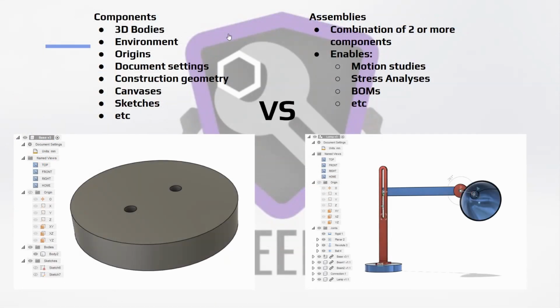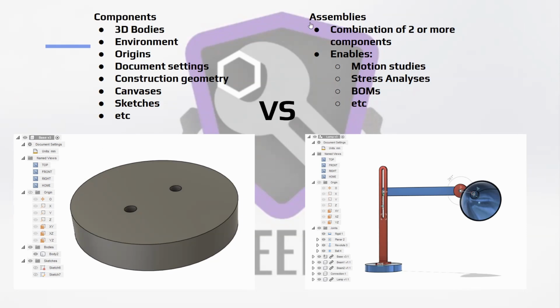To start, it is critical to understand the difference between components and assemblies in Fusion 360. Like we've been creating throughout the entire series so far, components in Fusion 360 not only refers to the solid objects within the CAD, but also encompasses the environment that the object was created in, including the origins and document settings, as well as the other design elements such as construction geometry, canvases that we used in order to sketch, and the sketches themselves.